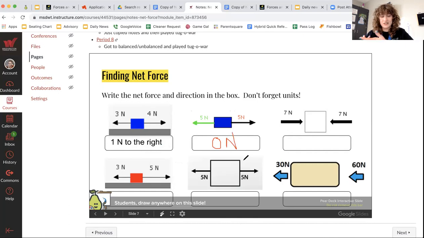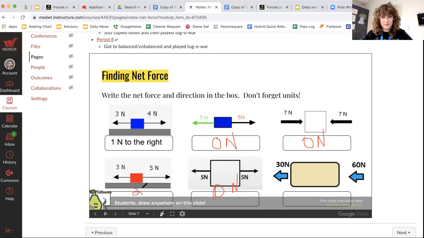And there is no direction because they're equal. So 0 newtons. Here's another one. 7 newtons to the right, 7 newtons to the left. Subtract those and you get 0 newtons again. So since they're balanced, they're going to be 0 newtons. This one is also balanced, so it's going to be 0 newtons. You try and figure out this and this. So 5 minus 3, since they're opposites, is 2 newtons.